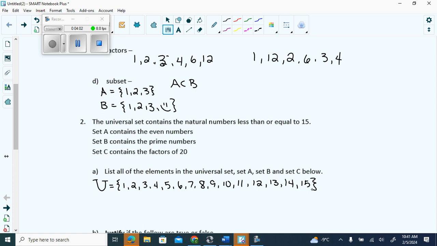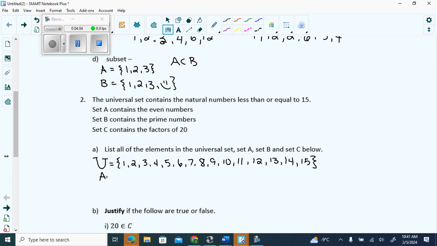So set A contains even numbers. So I can't use like 700. I love it, it's even, cool, it's not part of my universal set. It's not in a hat of numbers. Okay? So I would have 2, 4, 6, 8, 10, 12, 14, and I have to stop there because I only have the numbers 1 to 15 in my hat. Okay? Is A a subset of the universal set? Yes, any set that you pull from the universal set is a subset of it, right? Because that's the only place I could take it from.